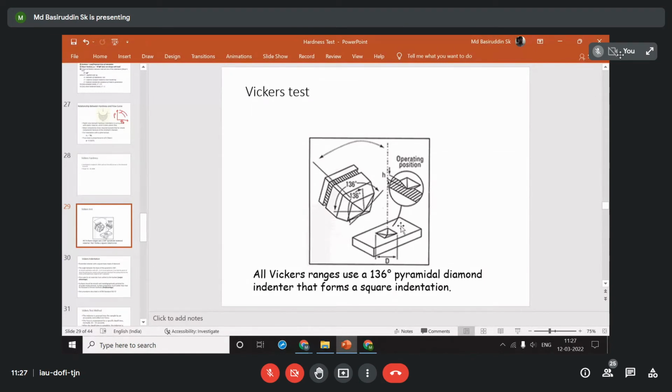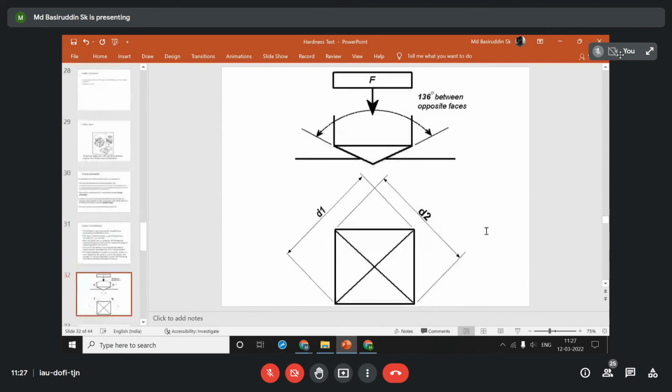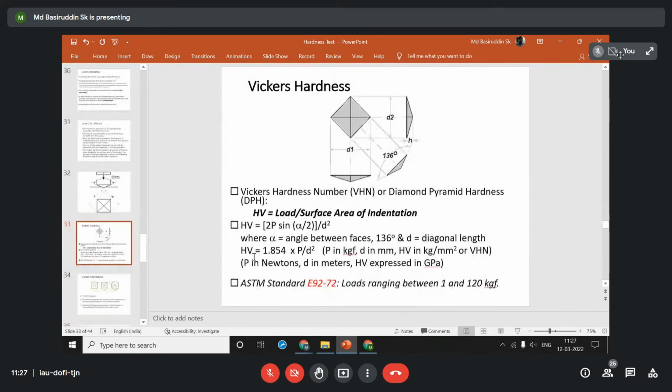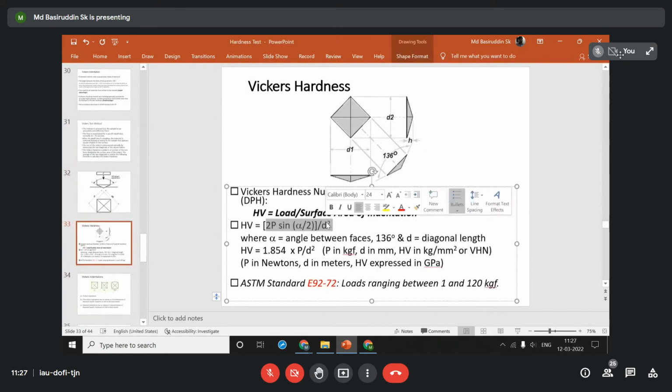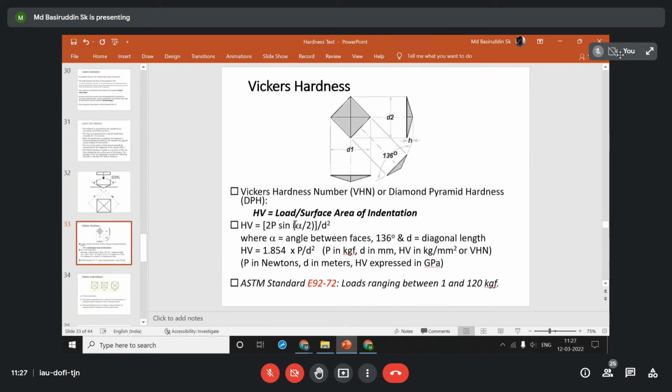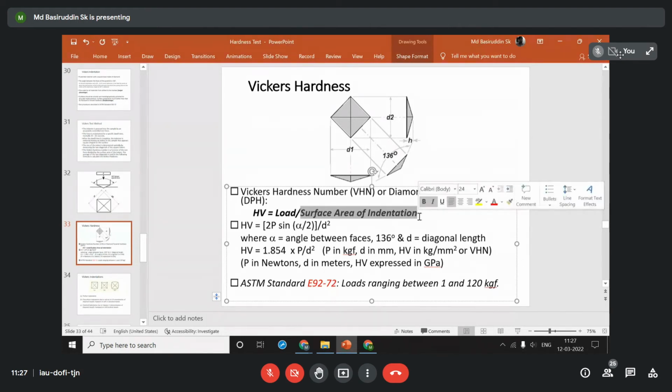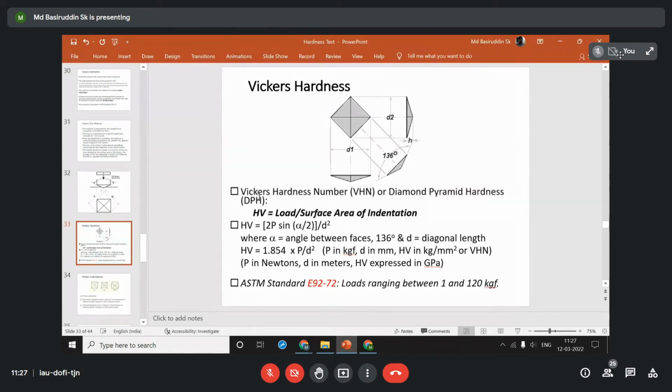So you have to measure the diagonal length of this particular thing. No need to measure the surface area of these indentations. If you are able to measure the diagonal length, then you can directly find the hardness number. If you see the equations, you will be able to find out the hardness number. The fundamental is the surface area of the indentations, which you need to measure by following this particular equation.